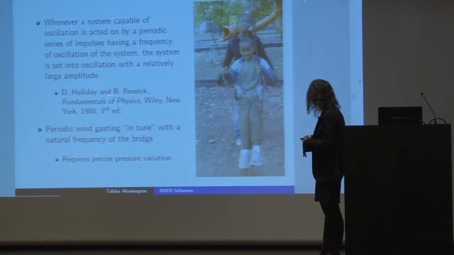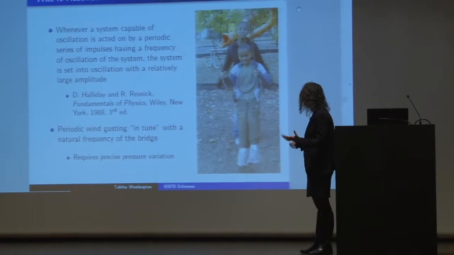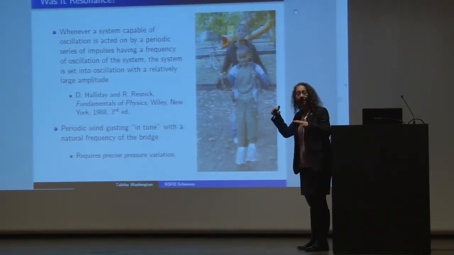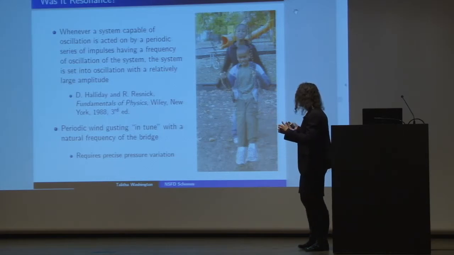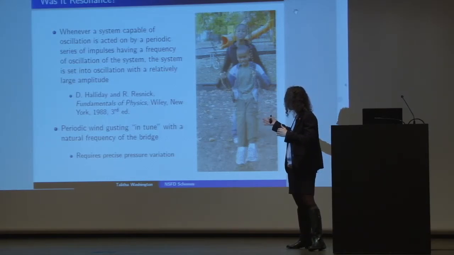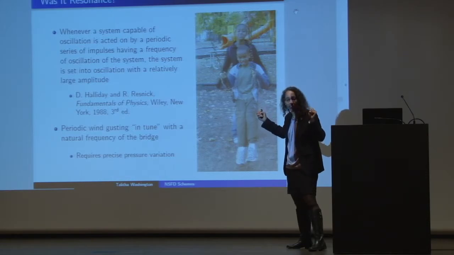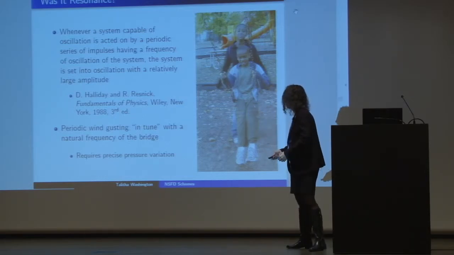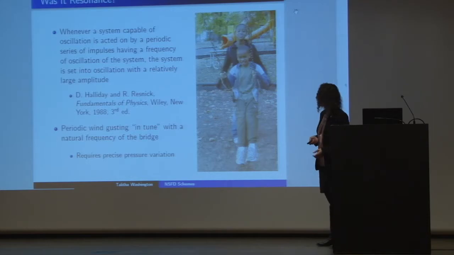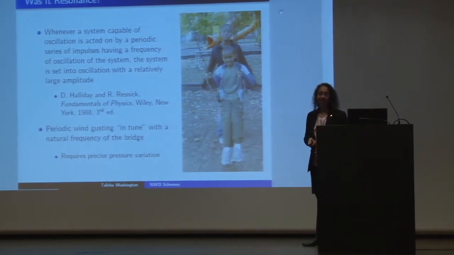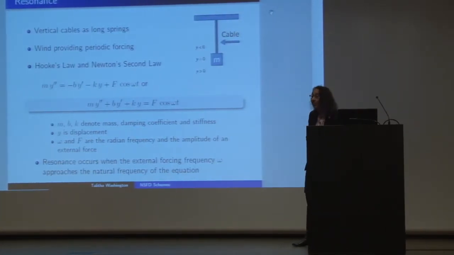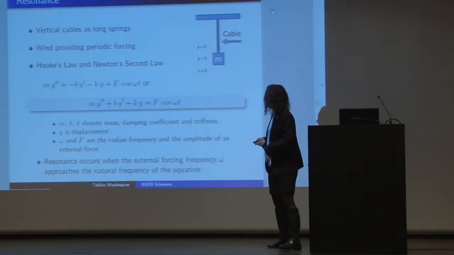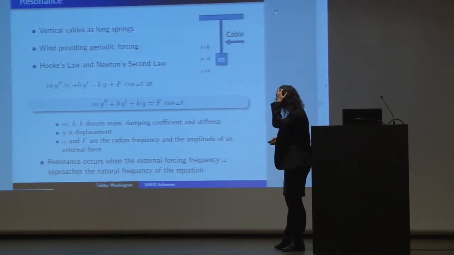So there was a published paper in 1988 saying it was resonance. The wind matched that of the structure of the bridge. Now, people were like, how can periodic wind gusting be in tune with the natural frequency of the bridge? You've been on a windy day, and wind can be very variable, right? And so that would really require precise pressure variation, which, in all honesty, I don't think so. So even though it's a published paper, I don't think so.